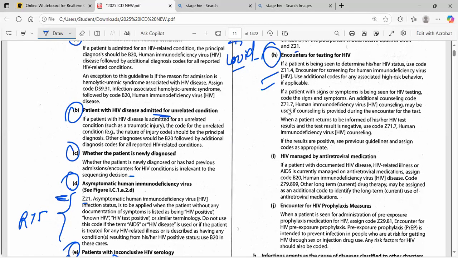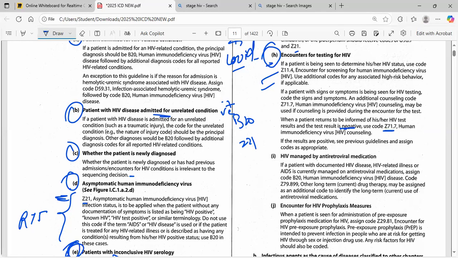So this is the same guideline which we just discussed. If after the encounter or after the testing the patient's result came as negative, then in that case you have to use Z71.7. If the result came as positive, then you have to use B20 or Z21 based on symptomatic or asymptomatic. And if the result is inconclusive, you have to use R75 to represent the inconclusive.